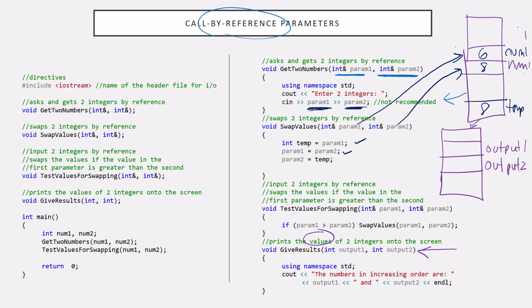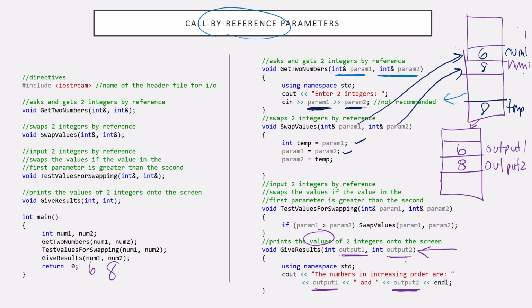So now we're going to call that function. When we call that function, num1, which started out as an 8, is now going to be a 6, and num2 is going to be an 8. This function is going to get called. Output 1 is going to get declared and assigned the value 6. Output 2 is going to get declared and assigned the value 8. And then output 1 and output 2 are going to get printed onto the screen.